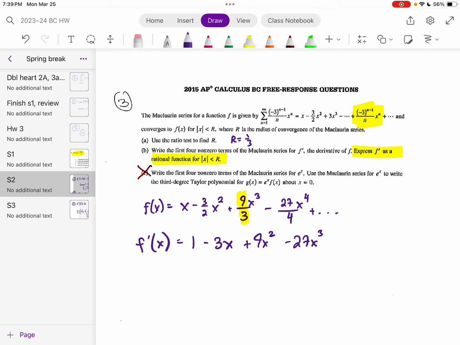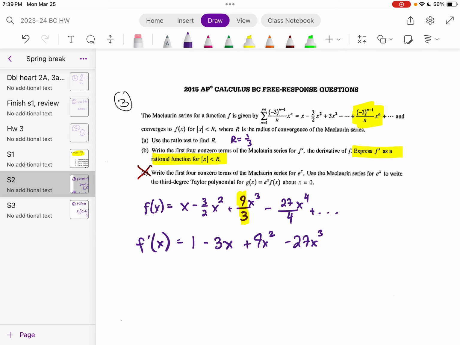Now, this part is kind of crazy. How on earth can we express f prime as a rational function? We don't even know what f is, right? There's no f in this problem. We're just given the series for a function. So how on earth could we do it? Well, let's think about what we just did, right? We just found this beautiful geometric series in our travels, right?